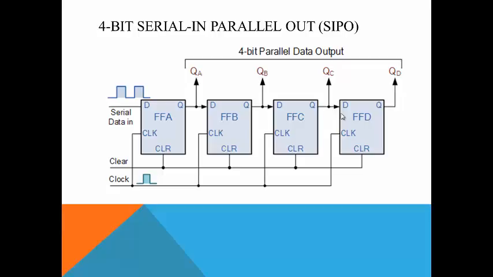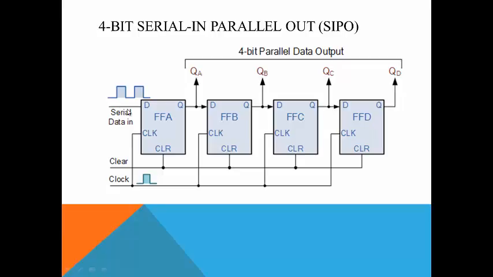Now, 4-bit serial in parallel out. I have already explained this. So you have a serial data in, a common clock, and a clear input. If you want to clear it, you can clear it first. Usually you have to do that. So reset it so that all the flip-flops will have 0 as their output.